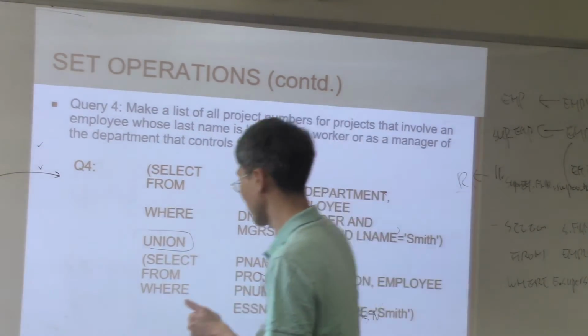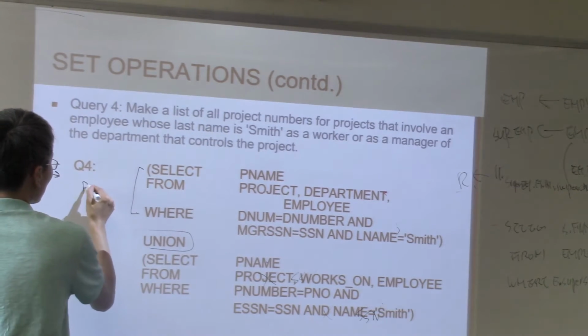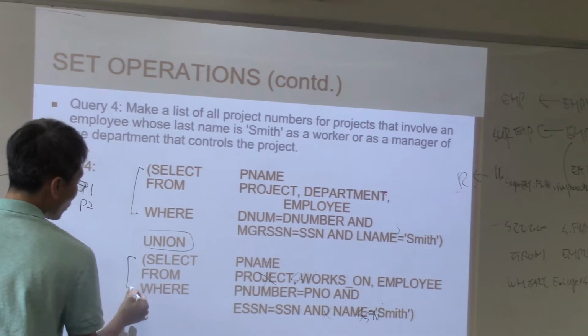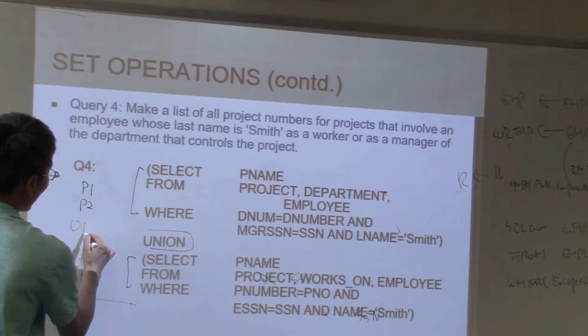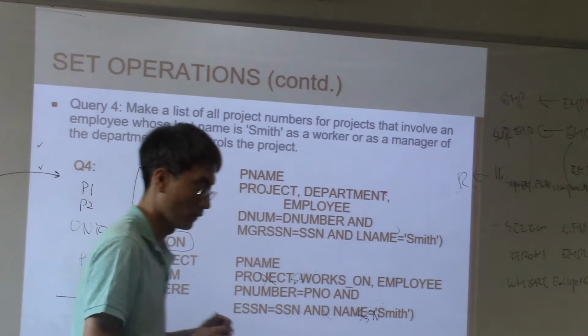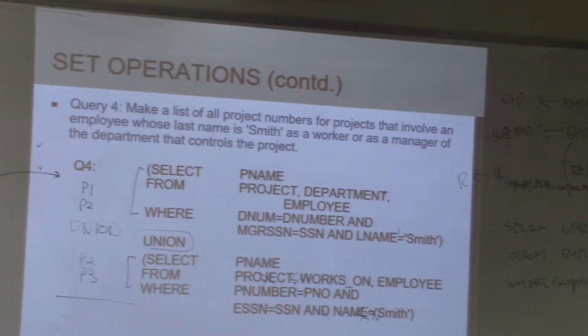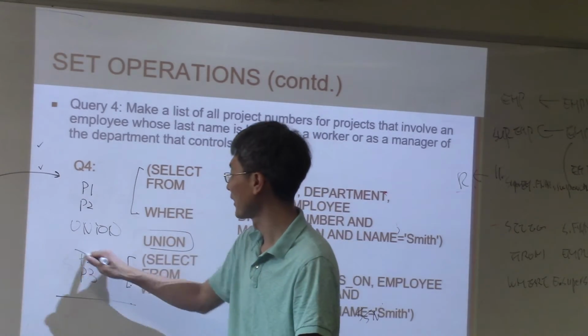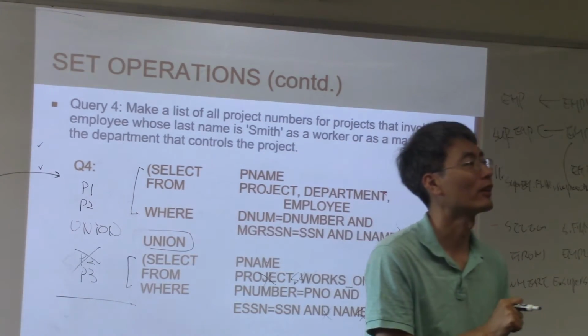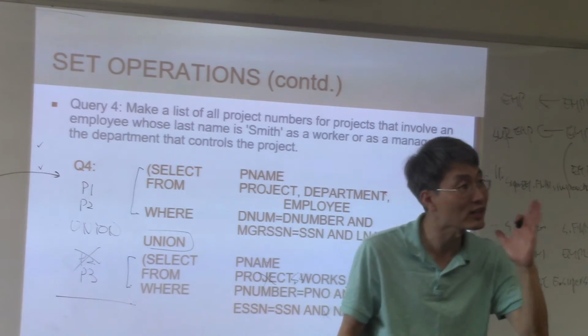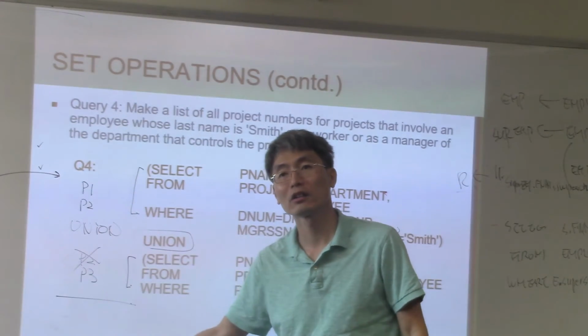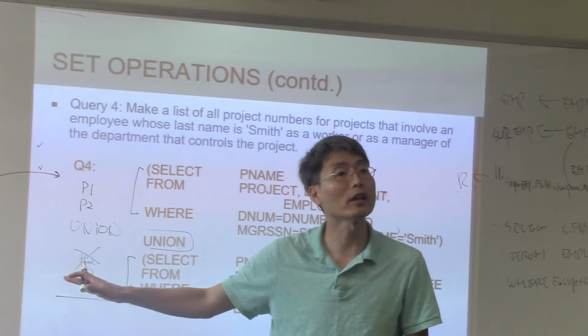The output of the first query block is P1, P2. The output of the second query block is P2, P3. What is the final output of the union? P1, P2, P2, P3? No. She said no. P2, one of them will be eliminated. In set operations, and only in set operations, duplicate data is automatically deleted.